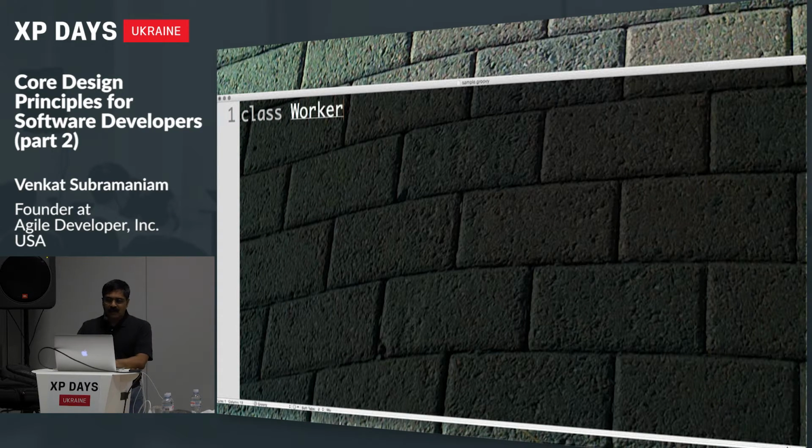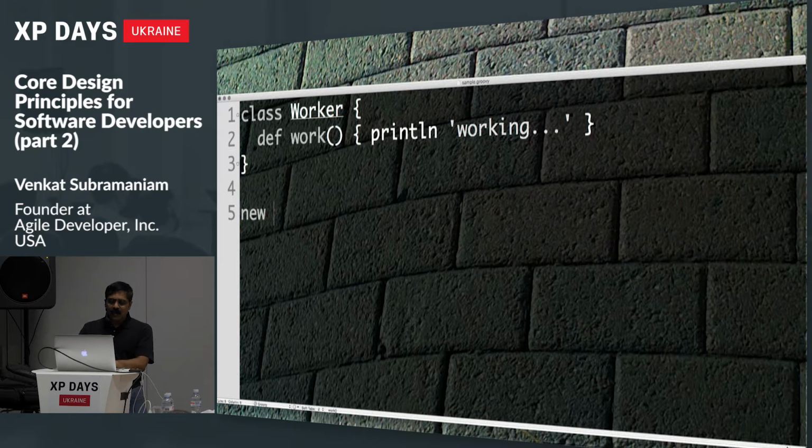Class Worker. So here is a class Worker. Define work. And just to make sure this is working, we'll just say working. And I'm going to say new Worker.work. Let's make sure that code is compiling and running. Awesome, that's working. Now you have a class called Worker. Now I create a class called Manager. As you would expect, the Manager does absolutely nothing.